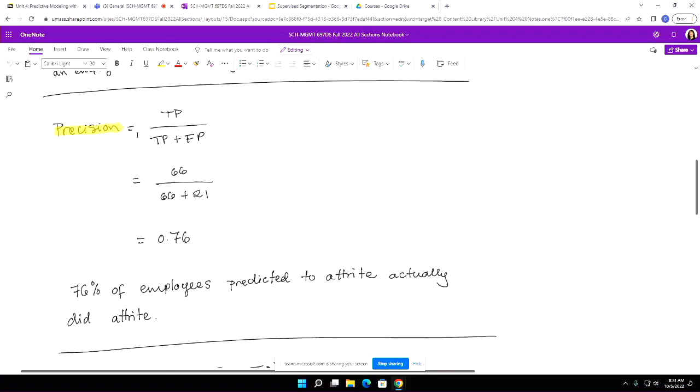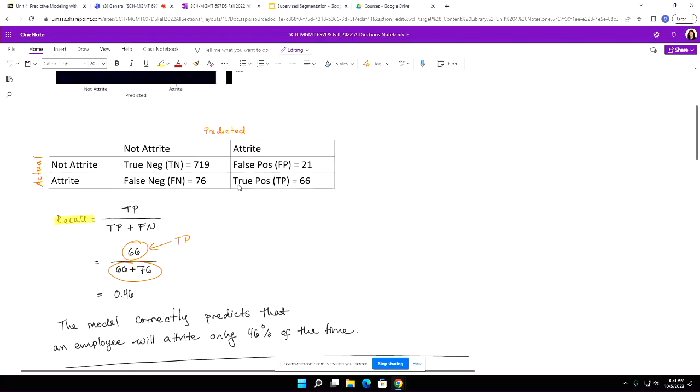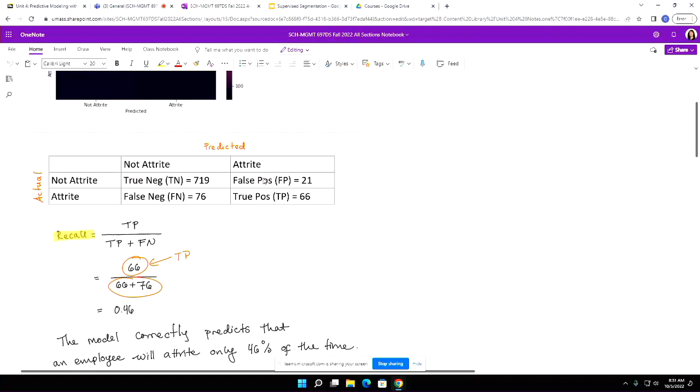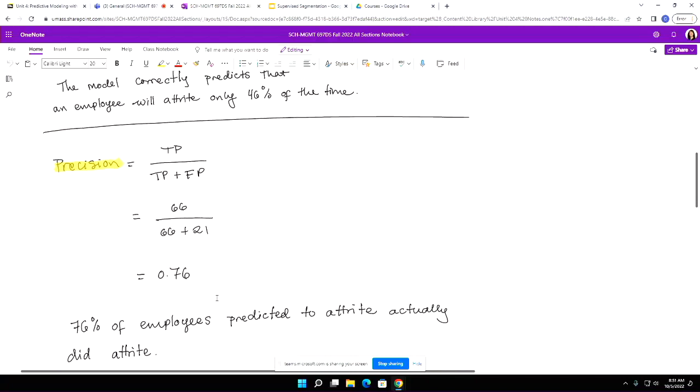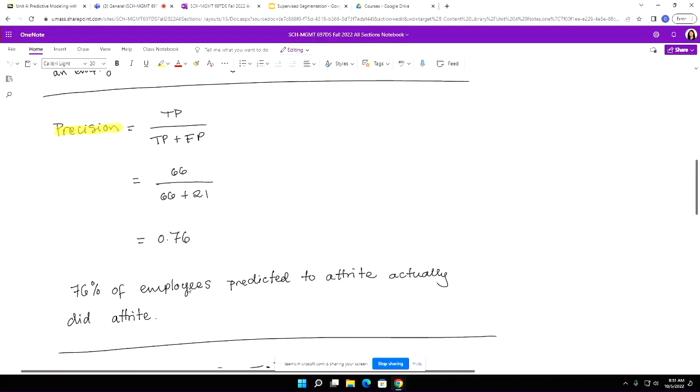There's another metric called precision, which takes the number of true positives and divides by the total number of true positives and false positives. That's looking at a percentage relative to the predicted results. If we calculate the precision in the case of employee attrition, we find that 76% of the employees that were predicted to attrite actually did. That seems like a pretty important metric to understand.